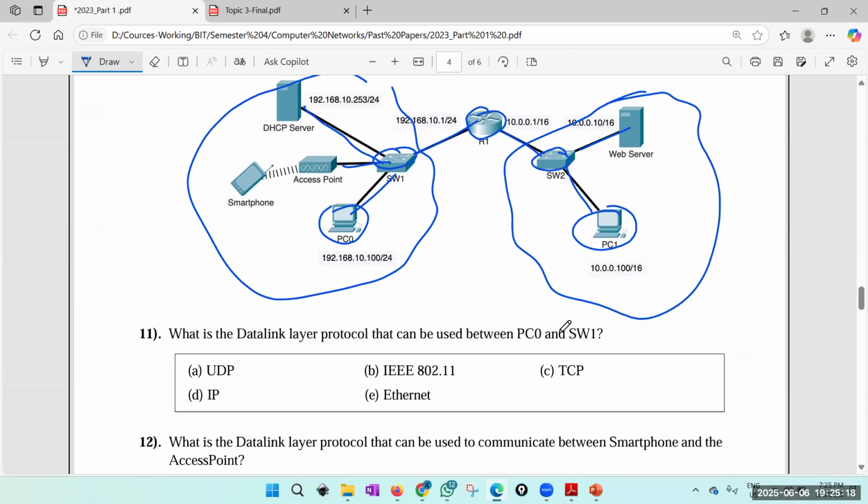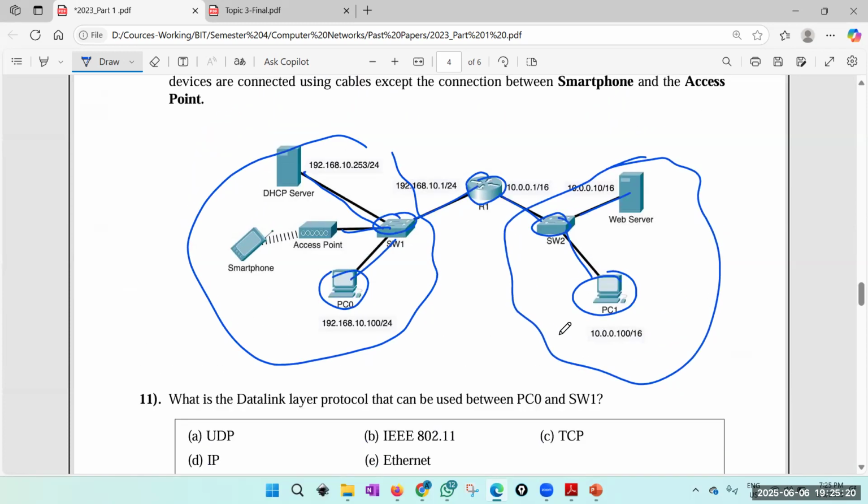What is the data link layer protocol that can be used between PC0 and SW1? Right. UDP is not data link layer, UDP is transport. IEEE 802.11 is Wi-Fi, so Wi-Fi cannot be used for a wired connection. TCP is not data link layer, that is transport. IP is network layer. Yes, Ethernet is the data link layer concept, right?